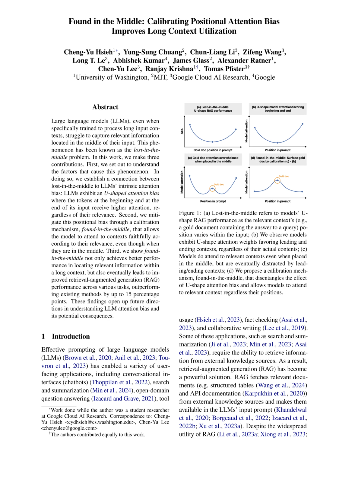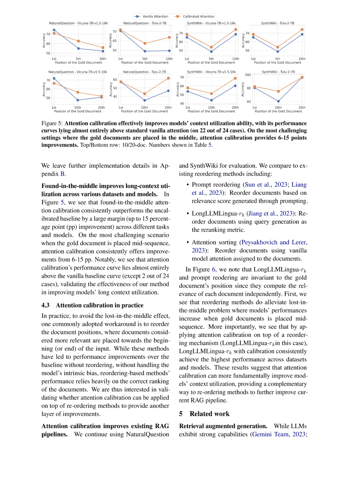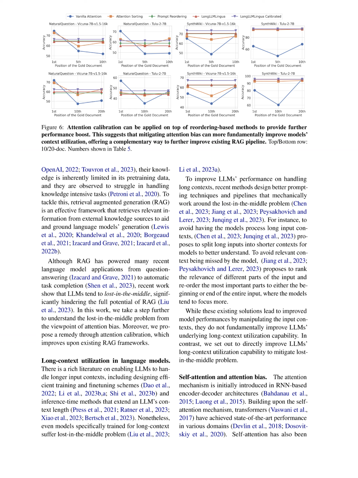4. Complementary to reordering methods. The attention calibration method can be applied on top of existing reordering pipelines to provide an additional layer of improvement. By redistributing attention values based on relevance, the calibration mechanism complements reordering methods and further enhances the model's performance in retrieval-augmented generation tasks.